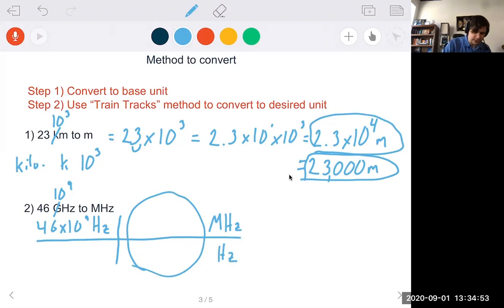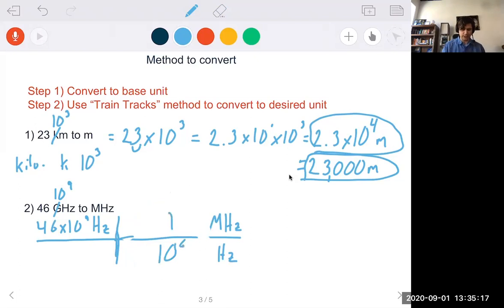Let's see if I can just go ahead and erase that. I don't want you to get too confused. You don't have to draw circles. I just wanted to highlight that for you. So now I want to know how many hertz are in a megahertz. Well, mega is 10 to the 6th, right? So there's 10 to the 6th. There's 1 million hertz in 1 megahertz.